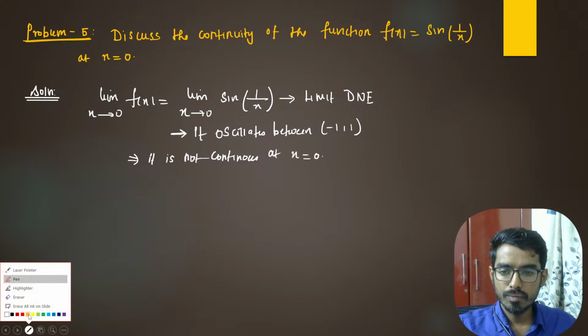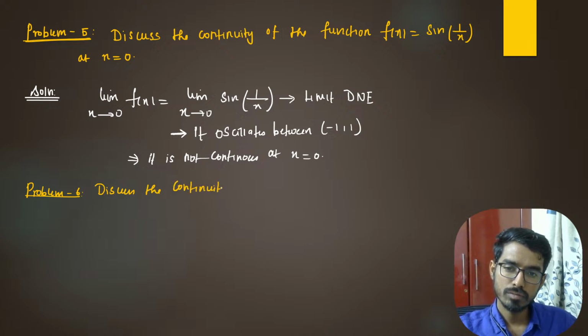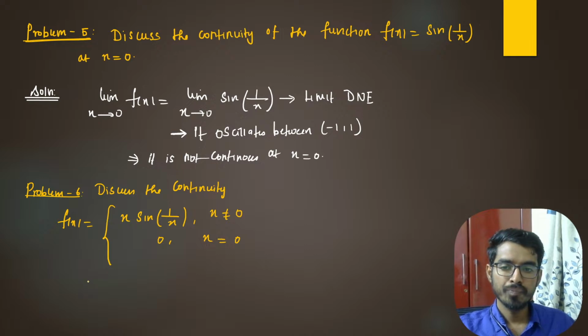Now what about problem 6? Discuss the continuity of the function f of x is equal to x into sine 1 by x when x is not equal to 0, and 0 when x is equal to 0. What happens to this function? Here I multiplied with x, and then I have defined at 0, this as 0. Let us see what happens at 0.